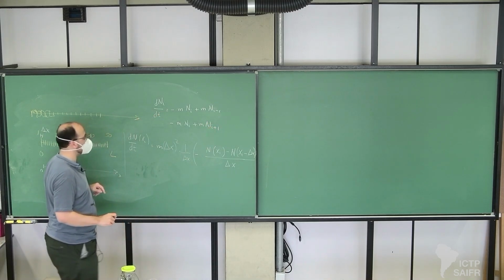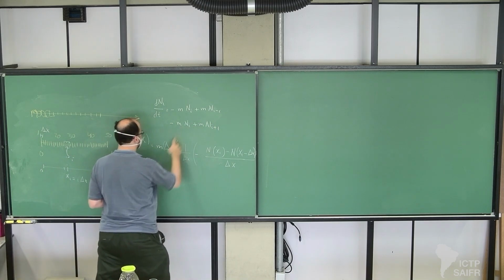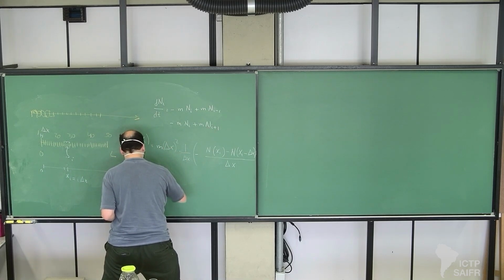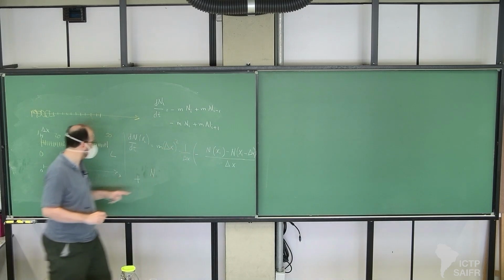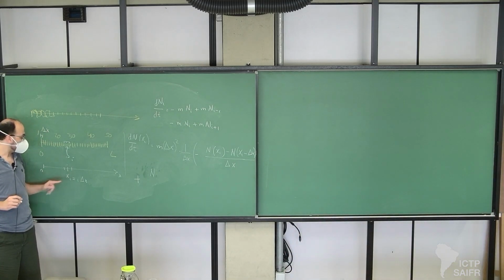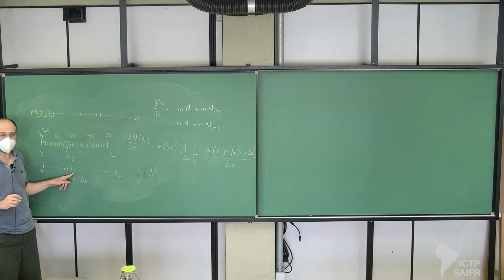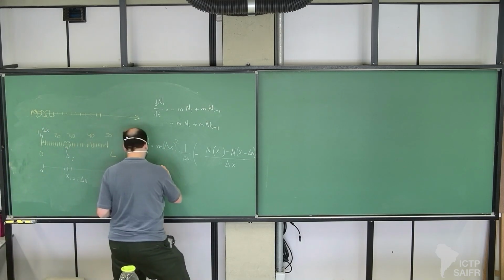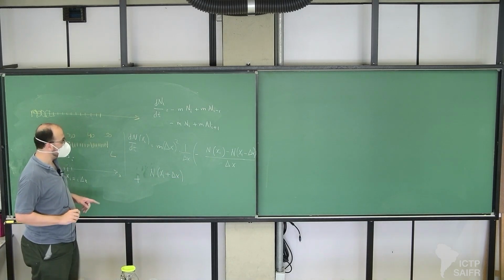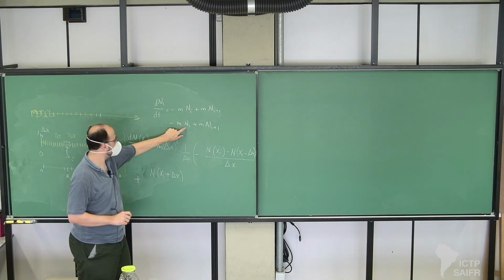The second term is similar, right? So I put plus, now I have the m already factored out here. I have n i plus 1. What is n i plus 1? It is n at the patch to the right, at the point xi plus 1, that is at xi plus delta x. So this is n at xi plus delta x, minus n at i, n at the point xi.